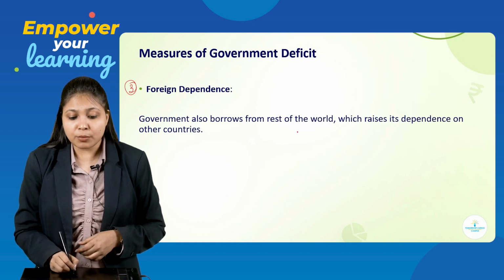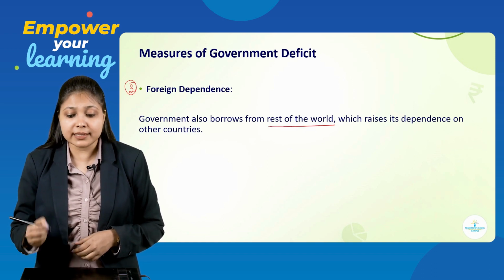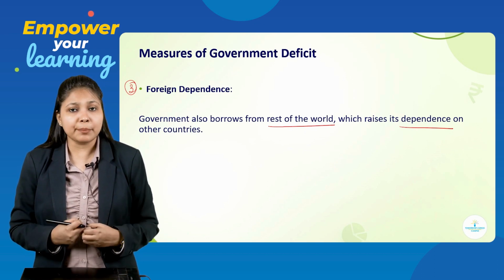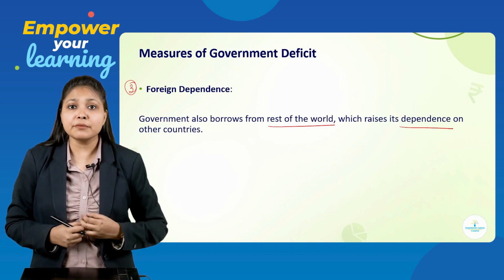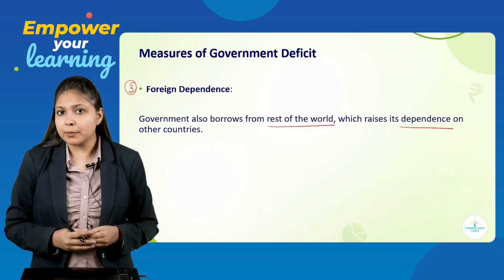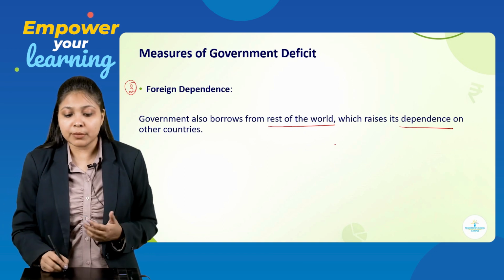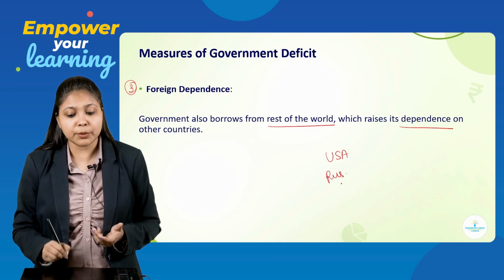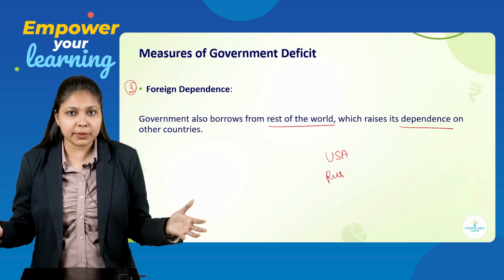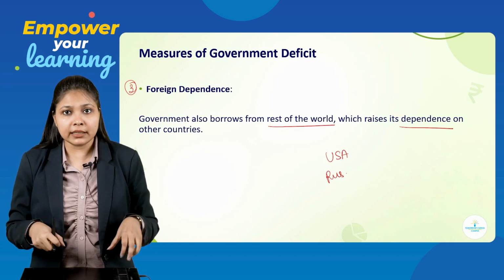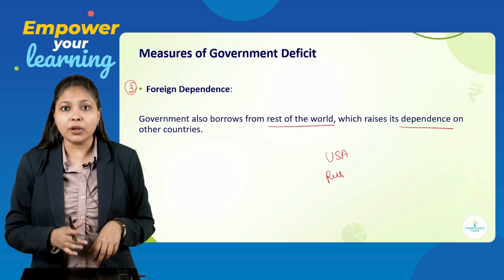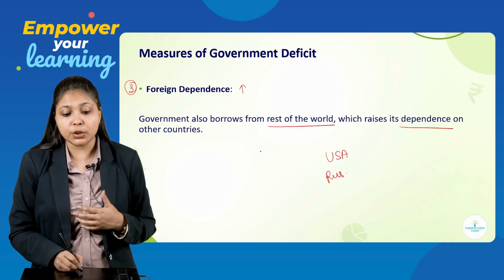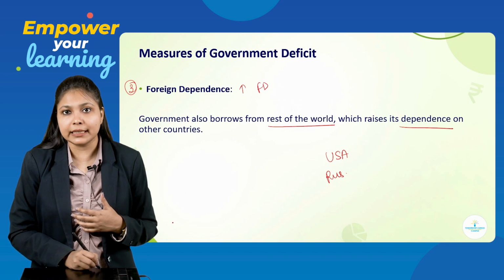So government will also borrow from the rest of the world, which raises its dependence on other countries. Of course, now what is happening? The Indian government is depending upon some foreign countries for borrowing money. So we might be borrowing money from USA, we might be borrowing it from Russia, from Japan, China, or whatever the country is. So basically, the Indian government is now going to be dependent on other foreign countries. So foreign dependency also increases during the time of fiscal deficit.